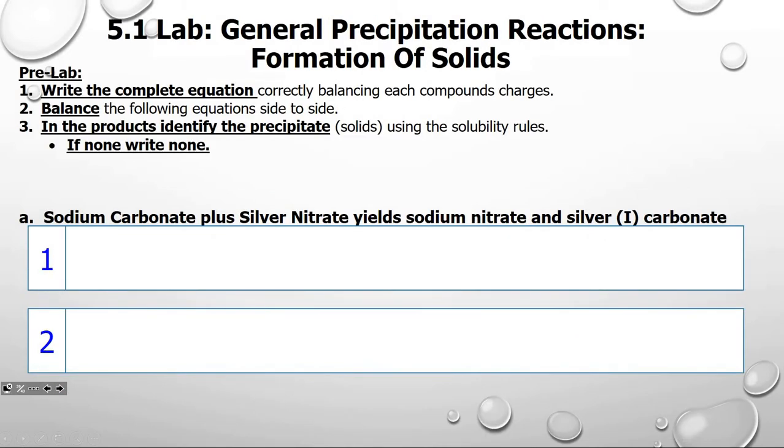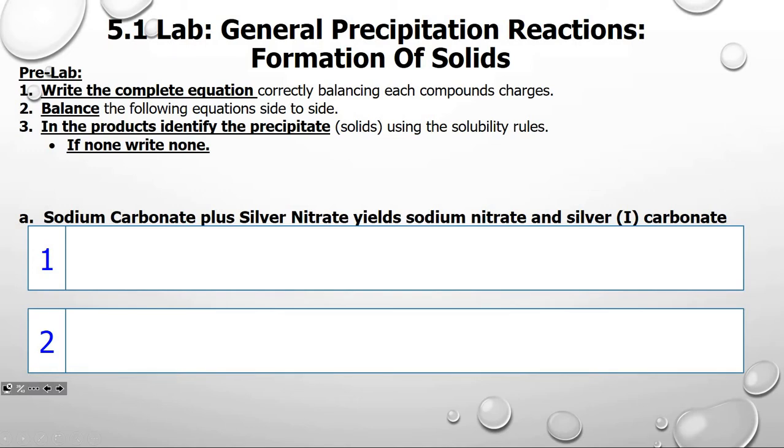Okay? So this is your lab that we're going to be working with. You're going to be mixing solutions, which are aqueous. So anything on your reactant side is going to have the little AQ. You're going to try and figure out what your products are. Which ones are going to stay in solution, which ones are going to fall out. The ones that fall out are called precipitates, and we call them solids. The ones that stay in solution we'll call aqueous. So we're going to go through each of this.